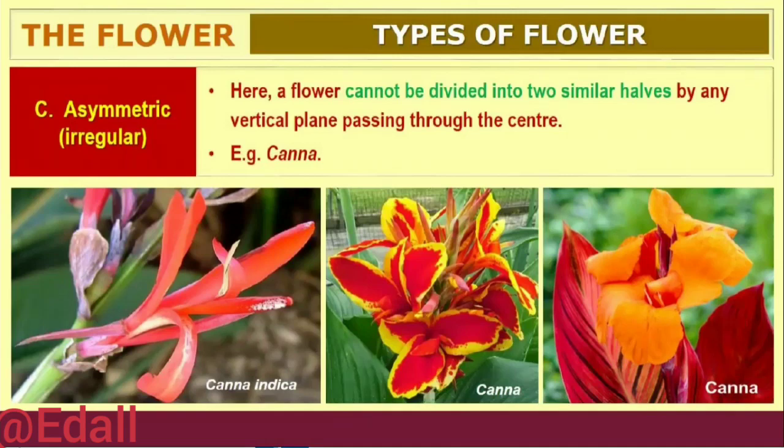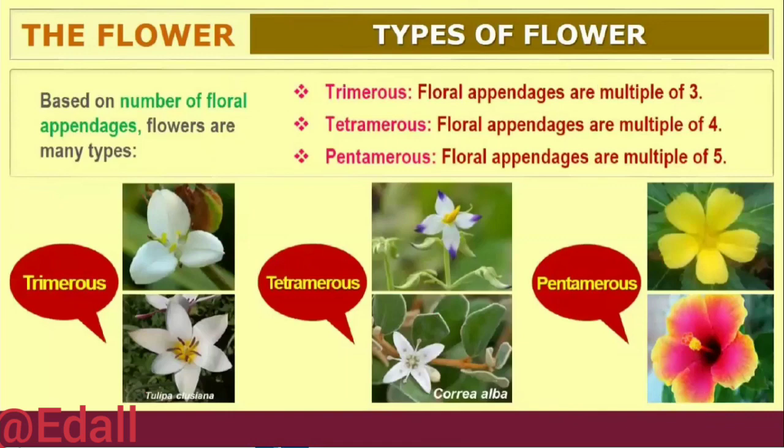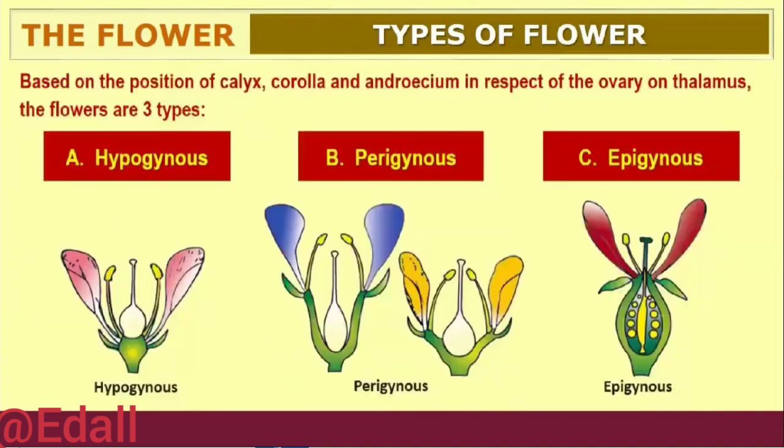A flower may be trimerous, tetramerous or pentamerous when the floral appendages are in multiples of 3, 4 or 5, respectively. Flowers with bracts, reduced leaf found at the base of the pedicel, are called bracteate and those without bracts, abracteate. Based on the position of calyx, corolla and androecium in respect of the ovary on thalamus, the flowers are described as hypogynous, perigynous and epigynous.